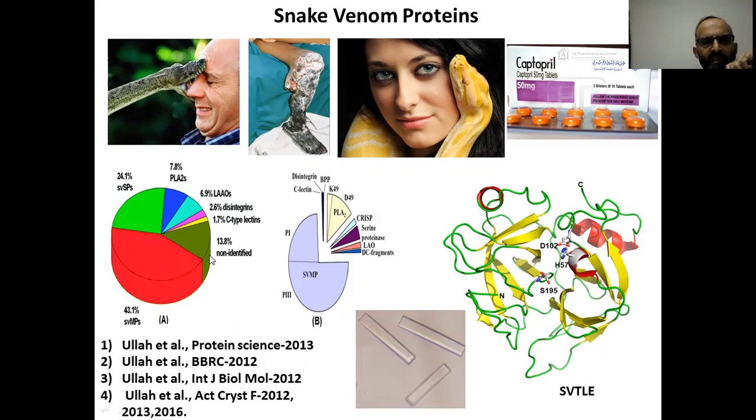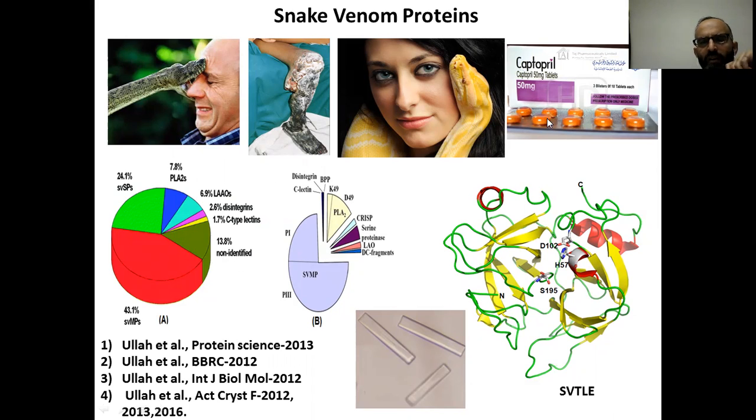So basically, the snake venom is a mixture of proteins and some inorganic compounds. And the protein part contains snake venom serine proteinases, that is also called thrombin-like enzyme. We have phospholipases A2, amino acid oxidases, disintegrins, C-type lectins, and some parts of the venom are non-identified.